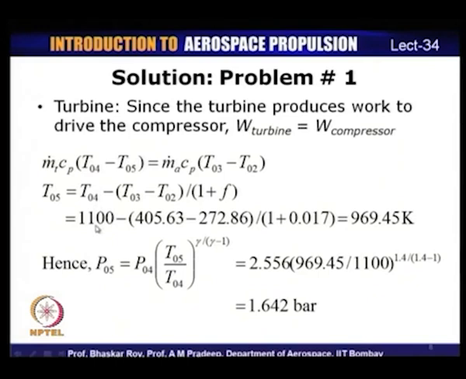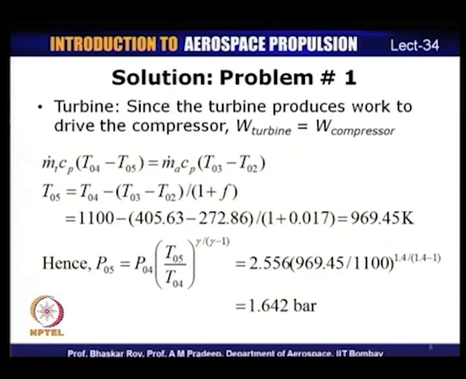T04 is 1100 Kelvin, T03 is 405.63, T02 is 272.86, divided by 1 plus 0.017. So, once we calculate this temperature, we get 969.45 Kelvin. So, the turbine exit stagnation temperature is 969.45 Kelvin.